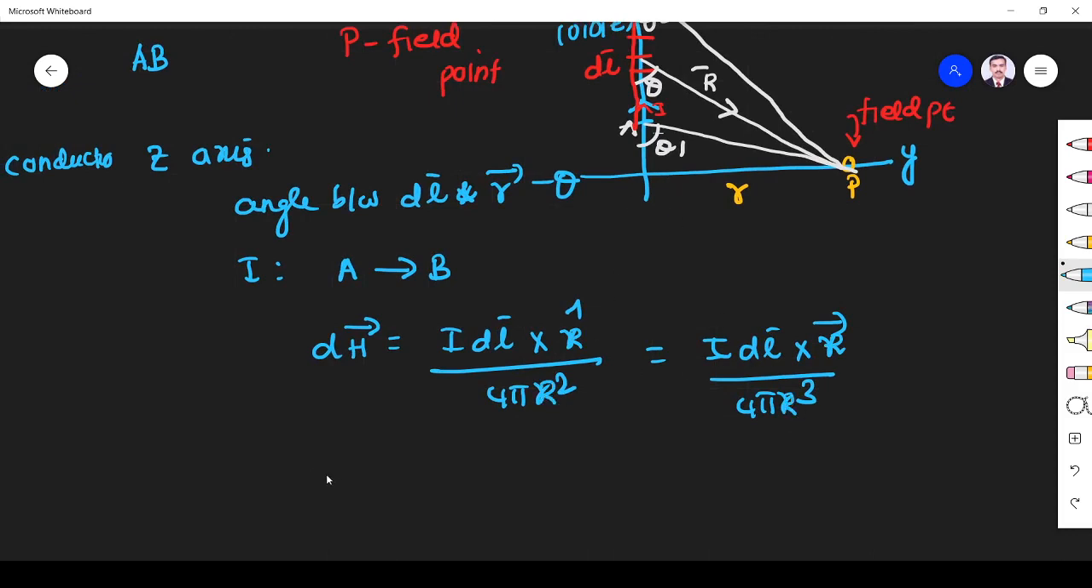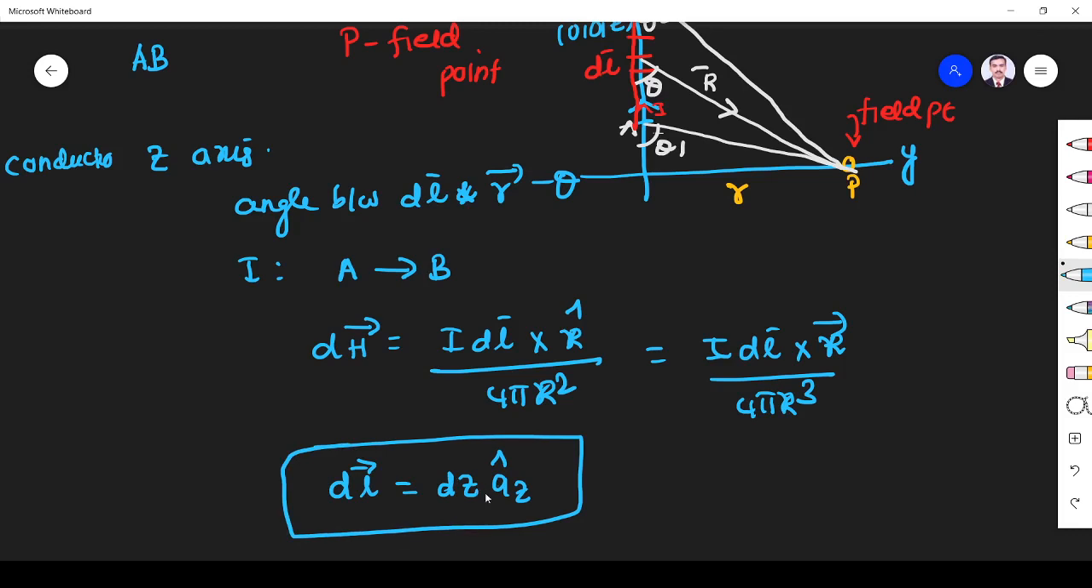So what is my dL? dL is along the z-axis, and any vector can be written as its magnitude times its unit vector. The magnitude is the length of the current carrying element, a small length dz, in the z direction. So I can write dL as dz az. This is an important point.